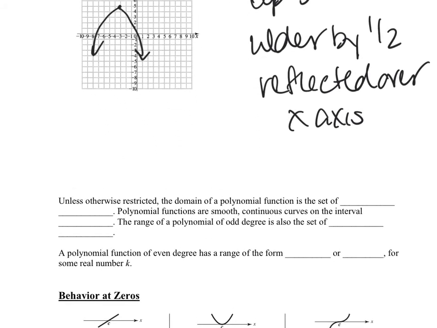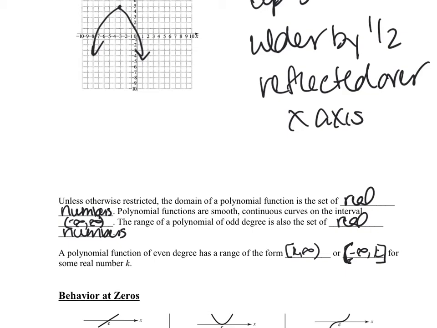Unless otherwise restricted, the domain of a polynomial function is the set of real numbers. Polynomial functions are smooth continuous curves on the interval negative infinity to infinity. The range of a polynomial function of odd degree is also the set of real numbers. A polynomial function of even degree has the range of k to infinity or negative infinity to k for some real number k.